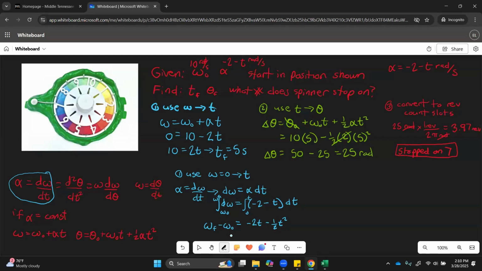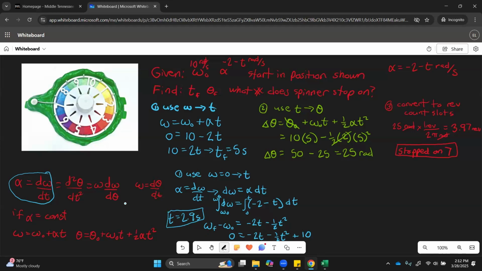Now we just need to rearrange. We'll say 0 for omega final equals negative 2t minus 1/2 t squared plus the omega initial value, which is 10. This is a quadratic equation we can solve for t. So go ahead and solve for t and see what you get. We solve for this, and this tells us that t equals 2.9 seconds. All right, so here's one of our answers. That is the final time.